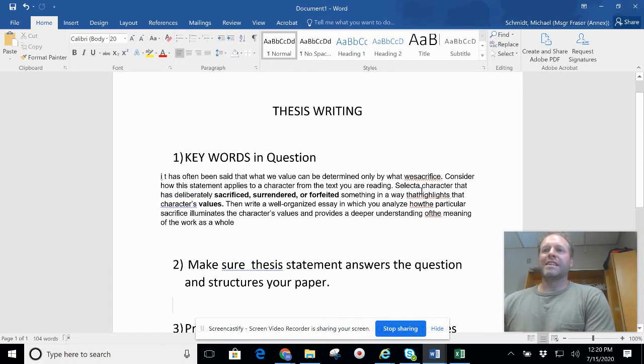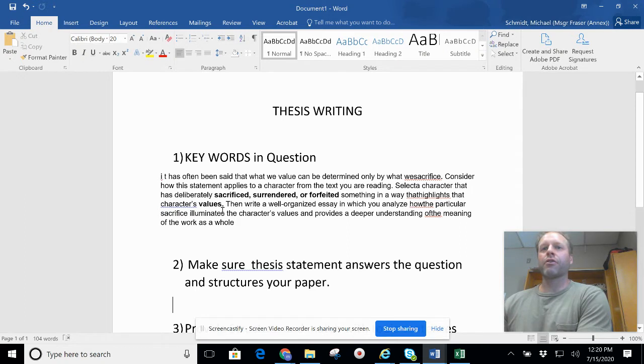Okay, so it says here, select a character that has deliberately sacrificed, surrendered, or forfeited something in a way that highlights that character's values. So the 2 questions you're asking yourself is A, what is the major sacrifice that person made, or what are the major sacrifices they made? How do you define sacrifice? How do we know it's a sacrifice? And then what does this say about the person?